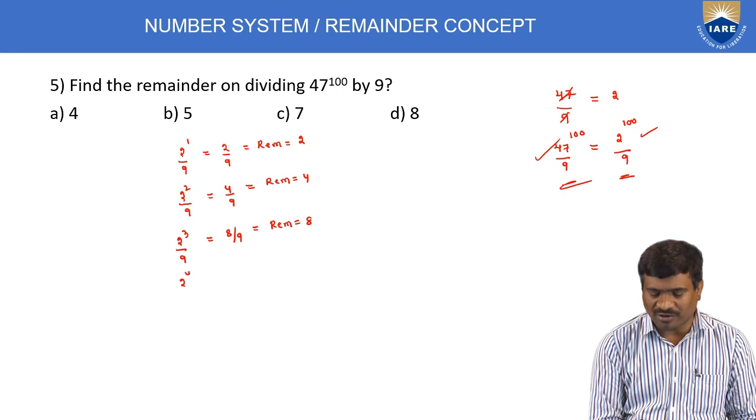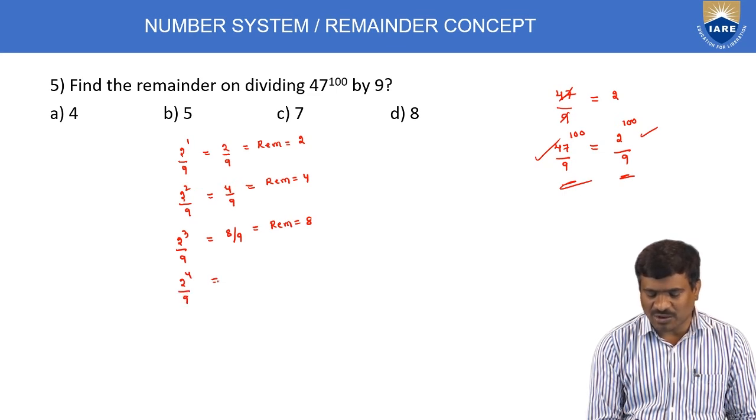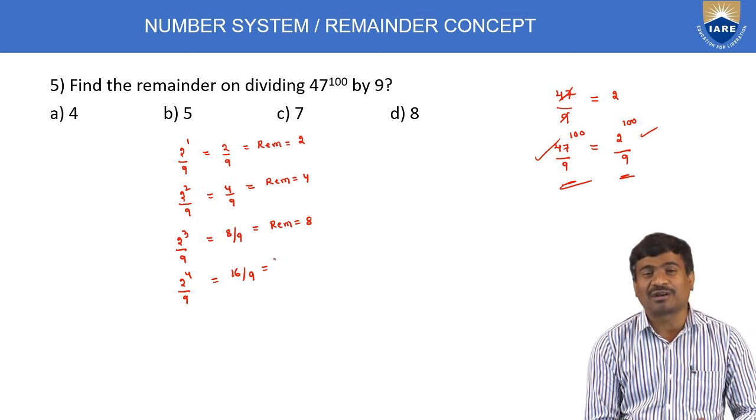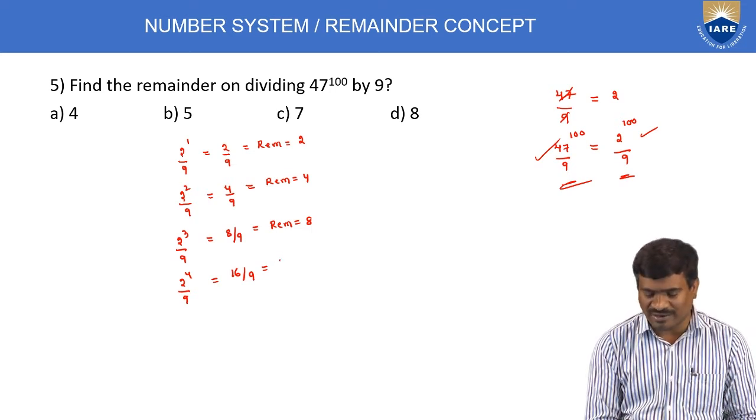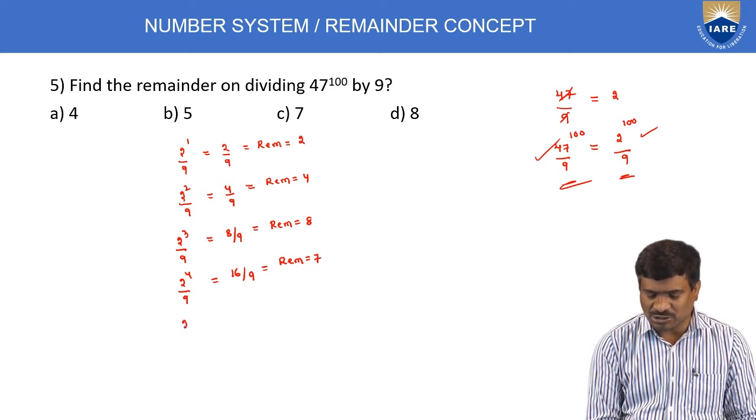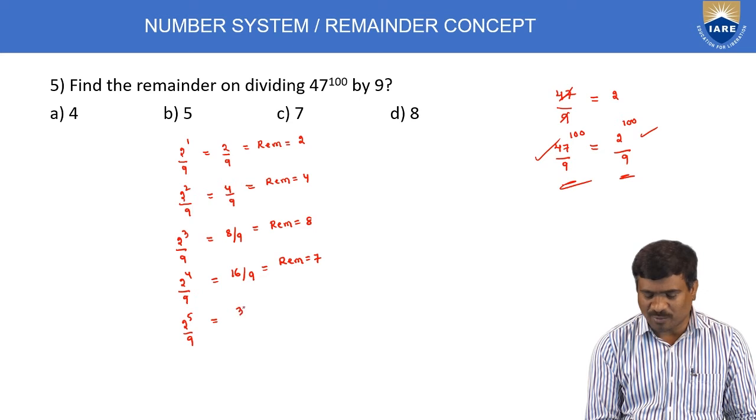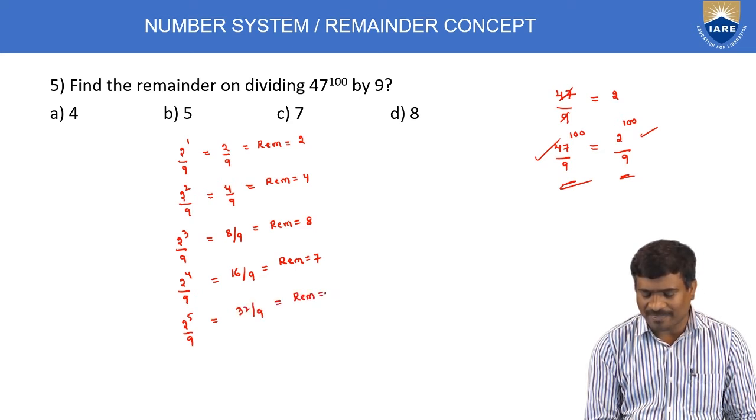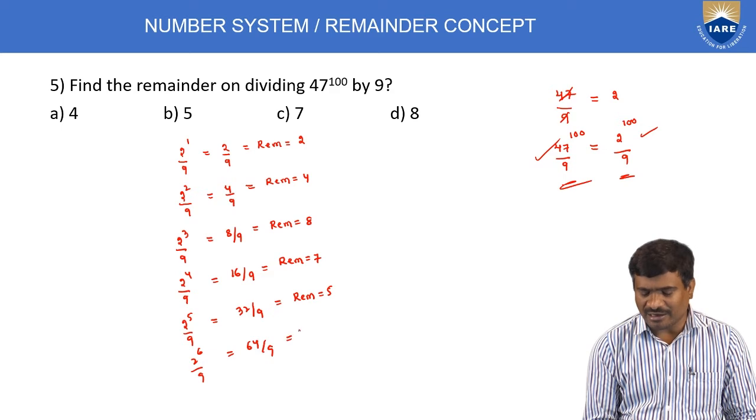Next, 2 to the power of 4 by 9 is equal to 16 by 9. 9 into 1, remaining only 7. The remainder is 7. Next, 2 to the power of 5 by 9 is equal to 32 by 9. 9 into 3, remaining only 5. Next, 2 to the power of 6 by 9 is equal to 64 by 9. Remainder only 1.